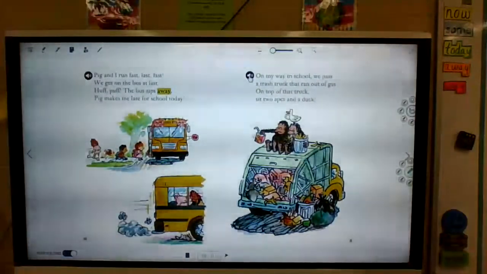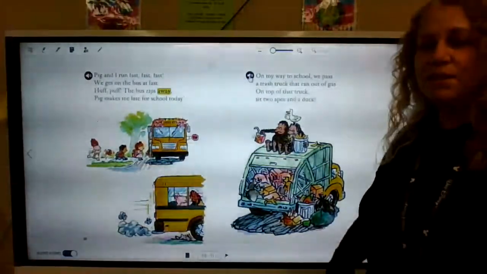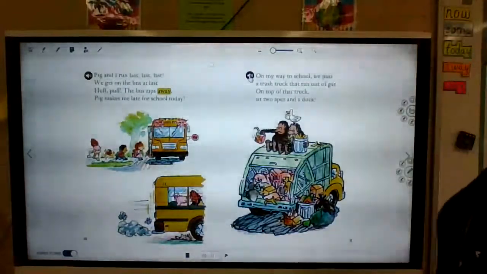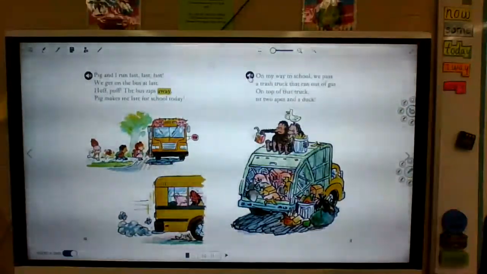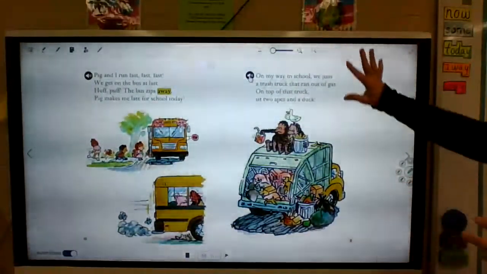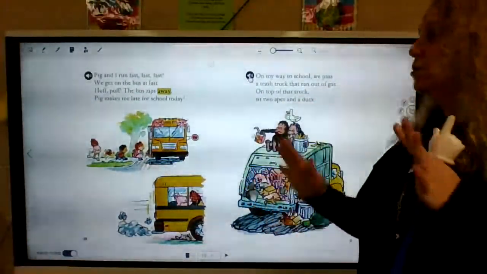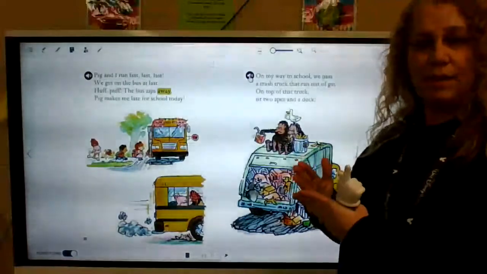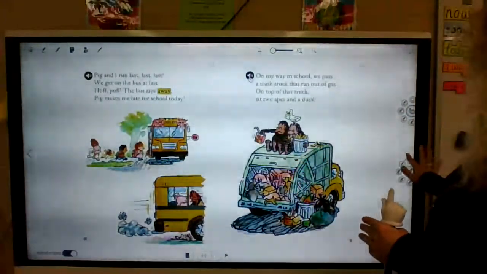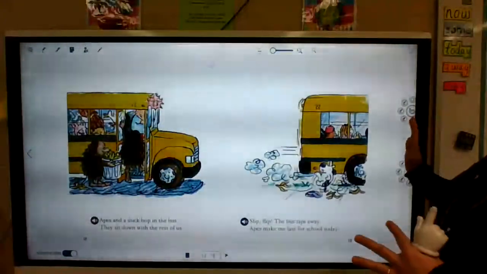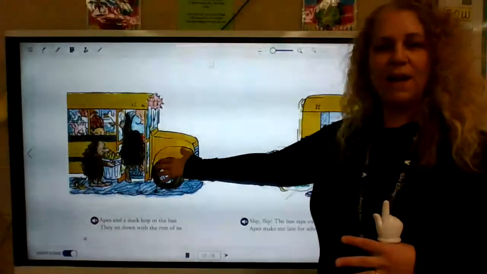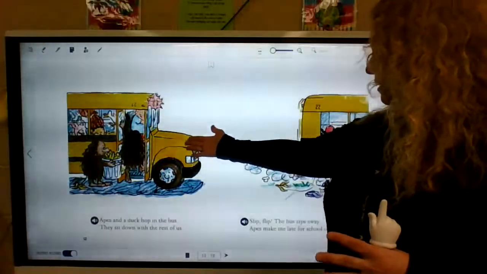Okay, so we predict that. Remember, we predicted they're going to get on the bus because the pig did, right? Okay, so this is all in the middle of the story. Everything that's happening now is the middle. So we have to kind of remember everything that's happening. Okay. Oh, look. Did we predict right? Yes.